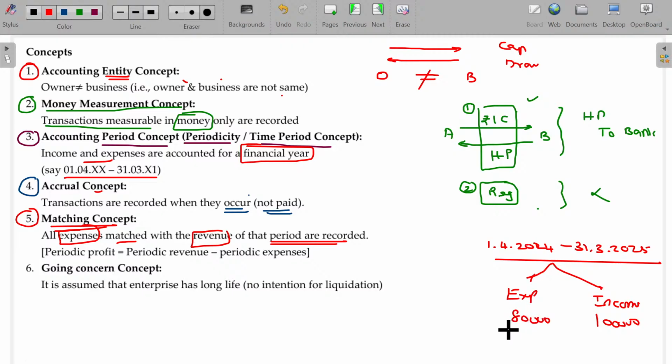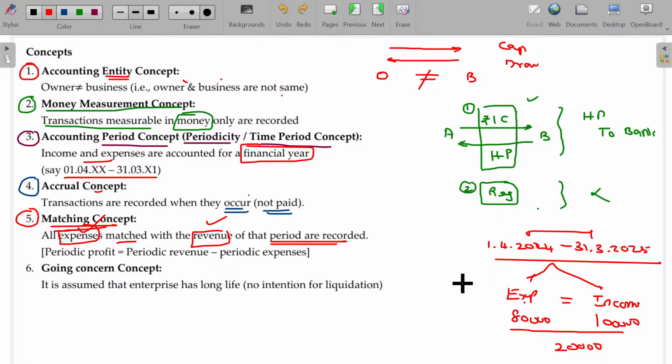So 80,000 rupees being the expenses, income being 1 lakh, the difference between these two is your result. Matching the expenses with the income for this period is called matching concept. All expenses and revenue are matched or compared, provided you compare the expenses for this period as well as the income for this period.